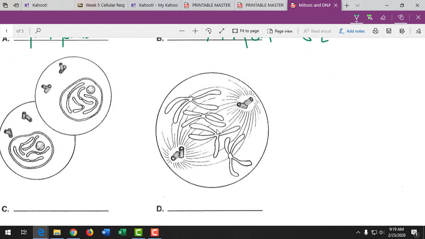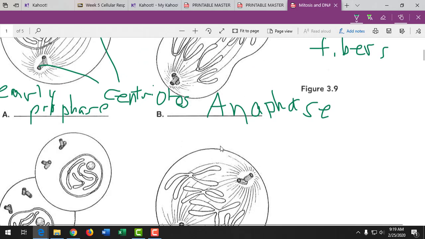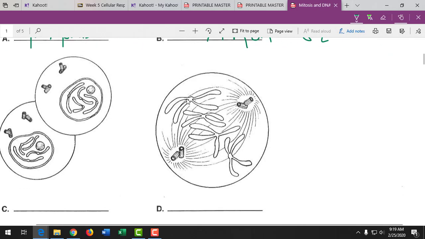Here, they're lined up in the middle of the cell. This is what happened before they were pulled apart. These have to line up in the middle. So we call this stage, when the chromosomes are lining up in the middle before they're pulled apart, metaphase. Meta, middle.